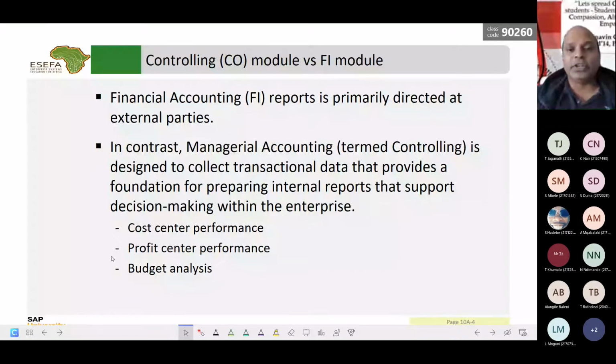Let's go on. In contrast, the managerial accounting, also termed controlling. By the way, these are new words that I'm picking up in terms of SAP lingo, if that's the word I could use, right?